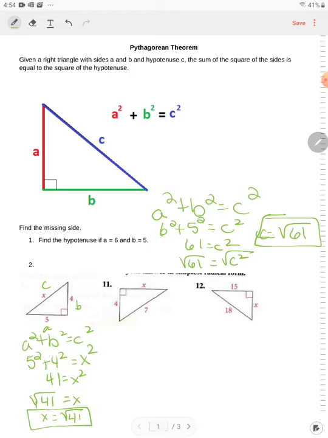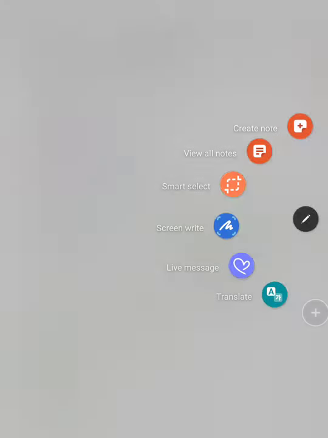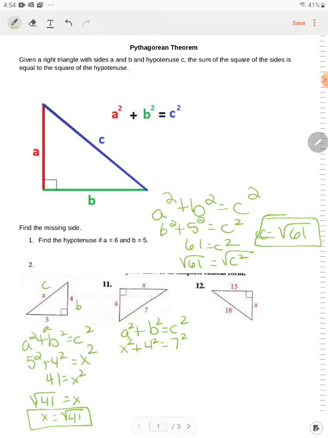Okay. Now, number 11 here is a squared plus b squared equals c squared. X squared plus 4 squared equals 7 squared. Notice here, we don't know what c is. Okay, c is always the hypotenuse, so that means it's across from the right angle. And I always mark c. X squared plus 16 equals 49. So using your algebra skills, subtract 16 from both sides. X squared is equal to 33. So x is equal to the square root of 33.